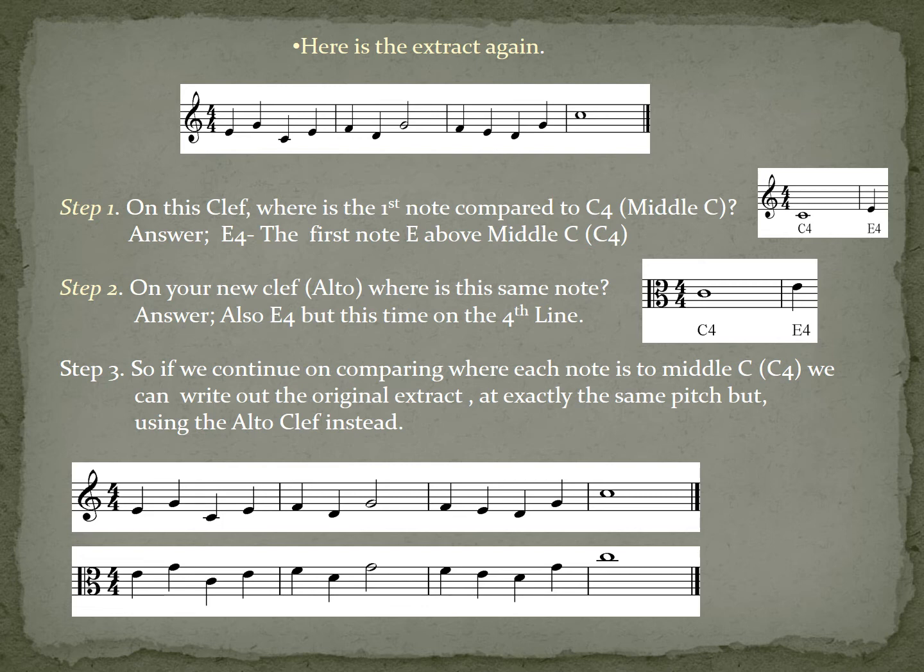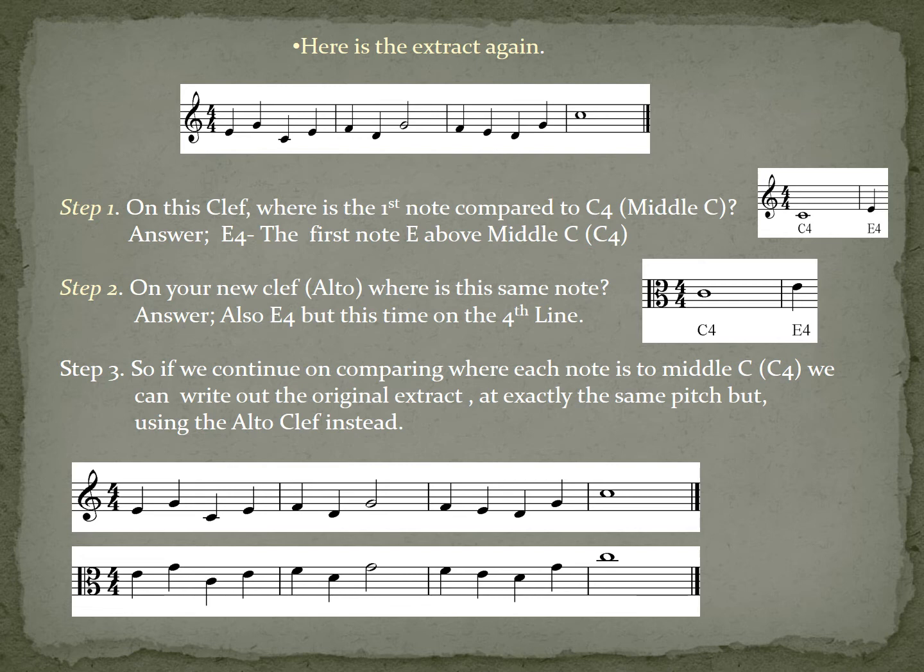So step number one, on the treble clef, we're looking at the very first note. The very first note, of course, is E, but we need to compare it to where it is to C4, in other words, middle C. So as you can see, the actual E, the first note of the extract, is E4. It's the first E you would come to just above middle C.